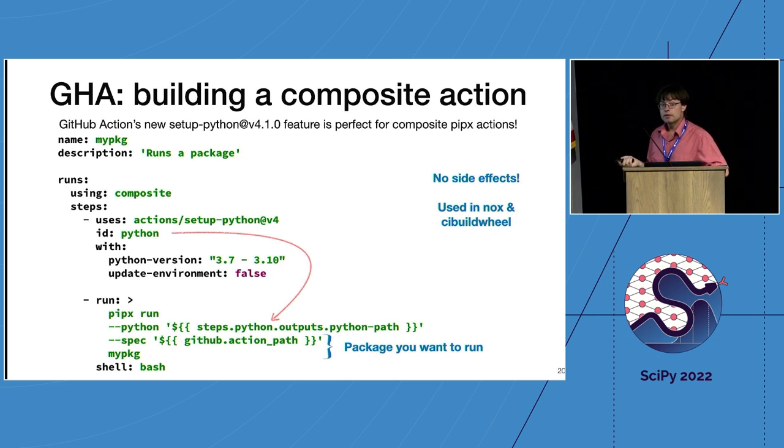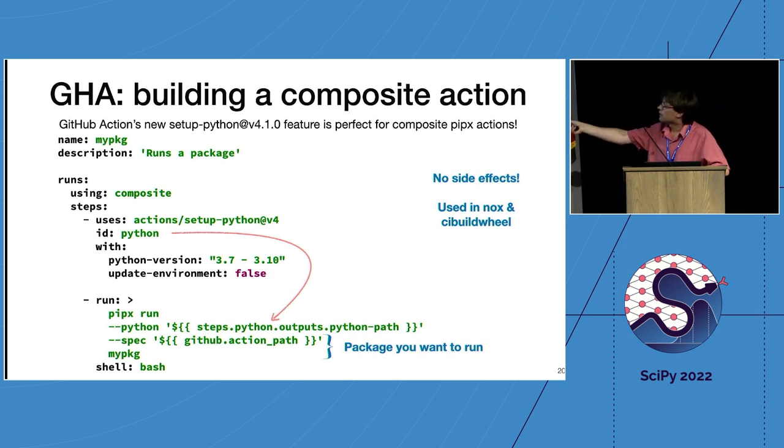cibuildwheel itself has a composite action. I think this is a really useful skill to have in your tool set, so this is how you could write one. This was actually merged into setup-python in v4.1.0, which released about a week ago. What you can do is you can now put an ID here, and then you can say update-environment false. And this setup-python will not update the environment. It will not add Python to your environment, but it will provide a steps.python.outputs.python-path, and you can pass that to pipx.